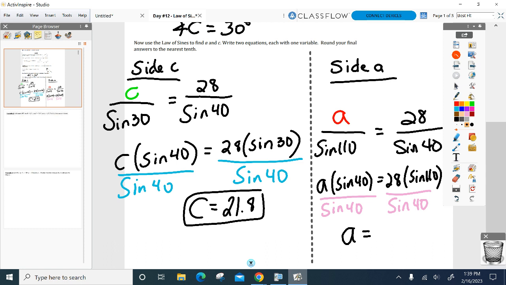What do you have? 41. Nearest tenth, Leisha. Nearest tenth. 40.9, yes?